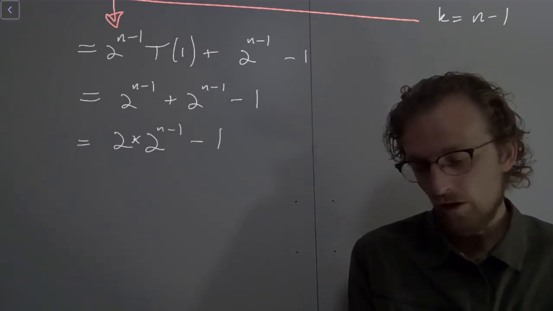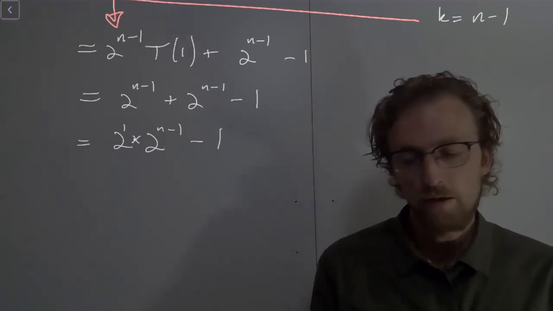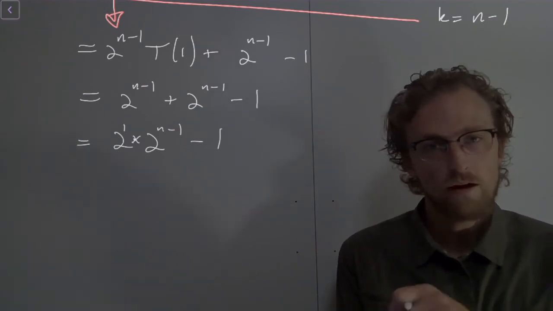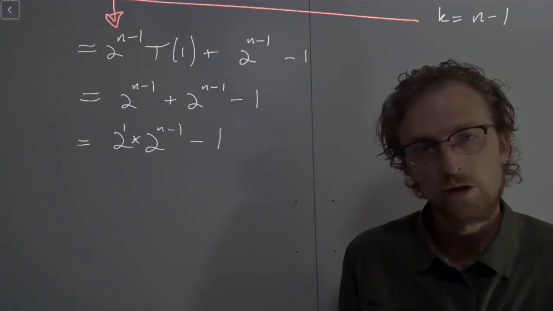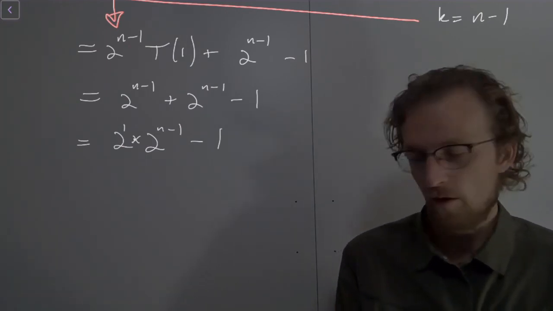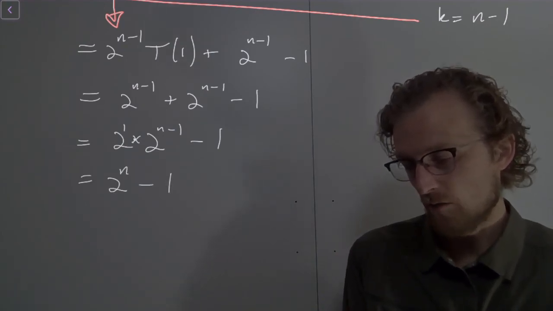And if you want, you could think about it like this. This is 2 to the power of 1 times 2 to the power of n minus 1. If I ever have a product like this, where I have the same base raised to some powers and I have the product of those two numbers, the way I combine the powers is I just add the powers. So altogether, this is 2 to the n minus 1.